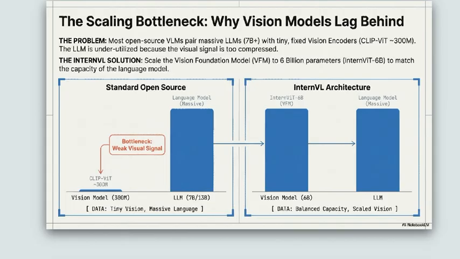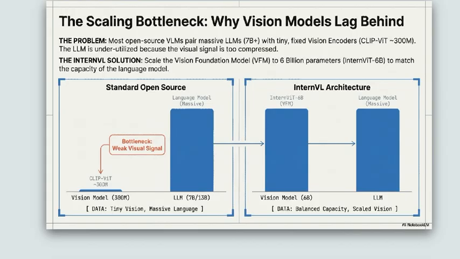Or like putting cloudy, scratched sunglasses on Einstein. The brain is capable of incredible reasoning, deep philosophy, complex logic. But the visual signal coming in is compressed, low resolution, and simplistic. The model is effectively visually impaired. So the InternVL solution seems obvious, but I imagine it's hard to execute. Just make the eyes bigger.